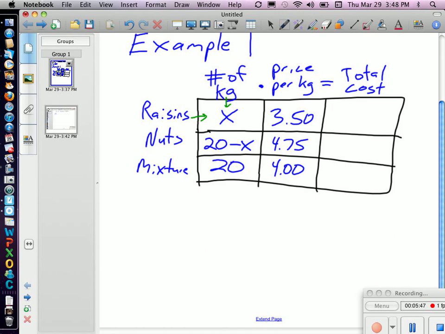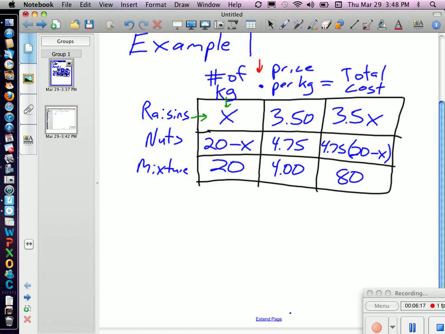Now the total cost, here's where the heading really helps out. It helps us get this total cost because the heading tells us we're going to multiply the kilograms times the price. So 3.5x, we have 4.75 times 20 minus x, and we have $4 times 20, so 80.